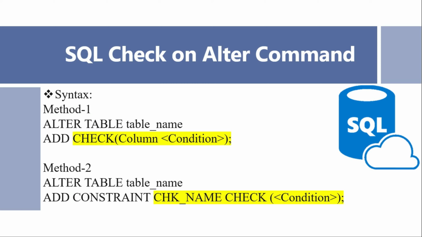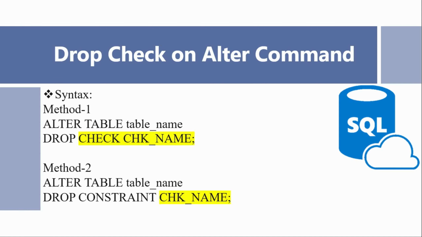In method 2, we give a specific name to the constraint, as chk_name of the constraint, but there is not much difference between the two methods. Let's move on to dropping the CHECK constraint. Here you can find the same syntax: instead of ADD we have DROP, and we use the chk_name. Both methods are the same.